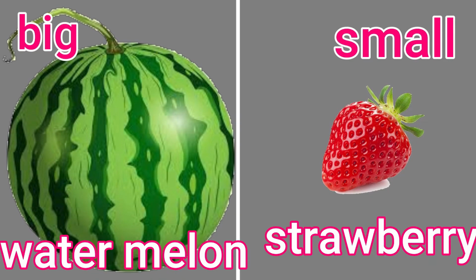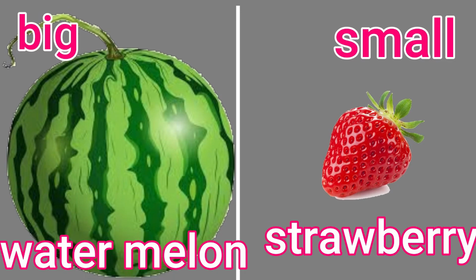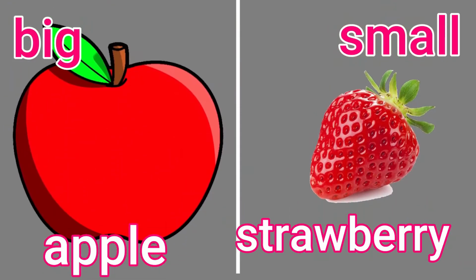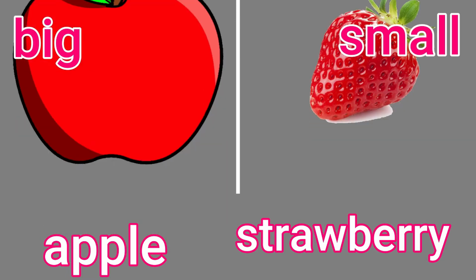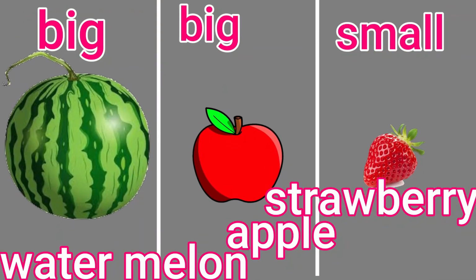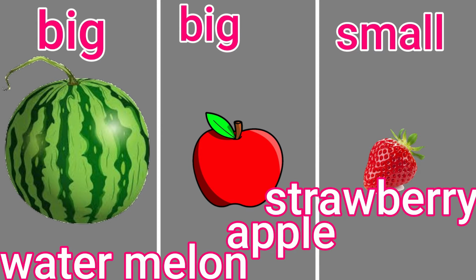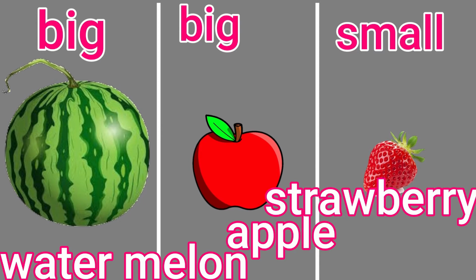Watermelon is big fruit. Strawberries small. Apple is bigger than strawberry. Strawberry is very small. Apple is bigger than strawberry. Watermelon always big.